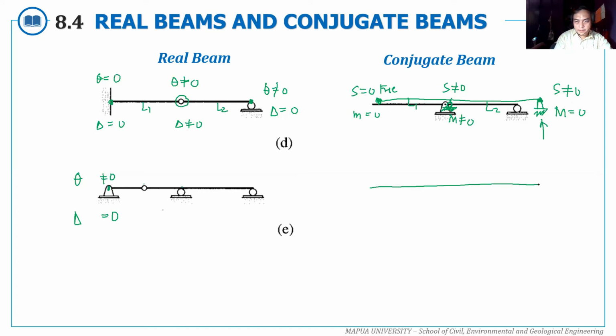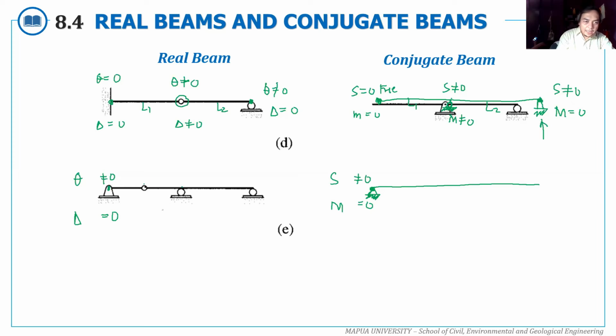Isa-isahin natin. Okay, so shear, moment. Okay, so not 0, at saka 0. O, anong klaseng joint to? May shear pero walang moment. That is, it could be hinge support. Ayan. Diba? May shear force pero walang moment yan.